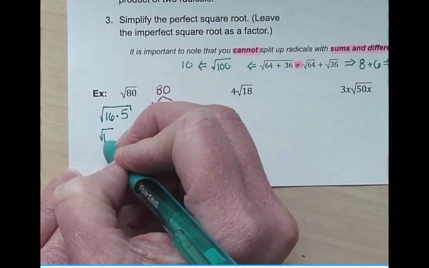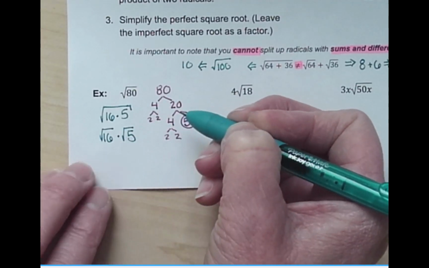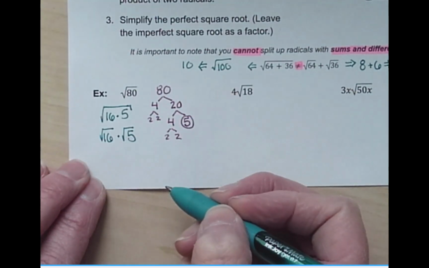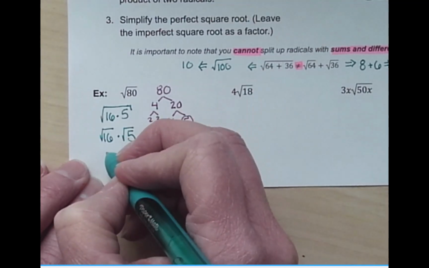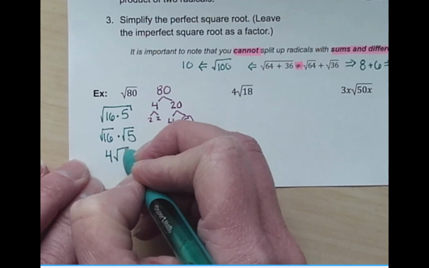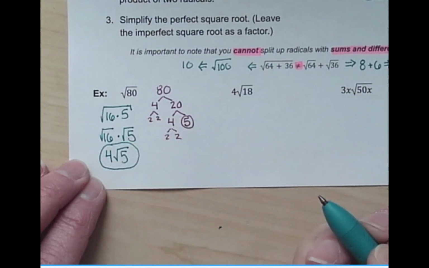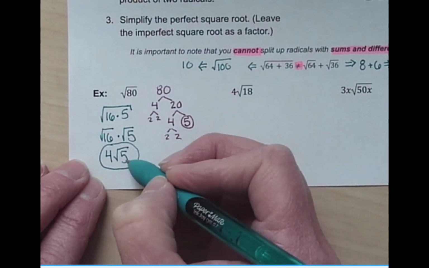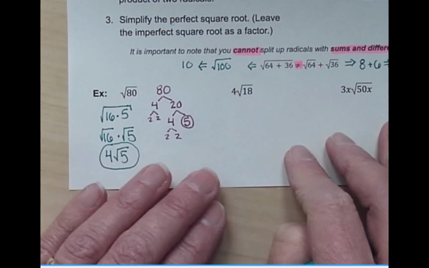And now I'm going to separate those two factors using the product property of square roots. And I'll clean up that perfect square factor. And now it's simplified. I can't simplify the 5 any further. 5 doesn't have any perfect square factors. Let's go on to this next one.